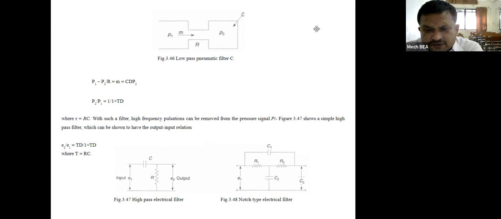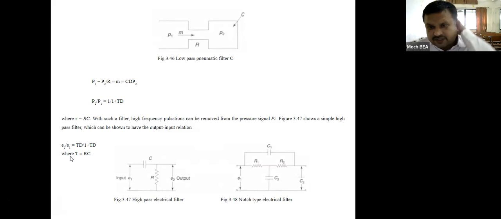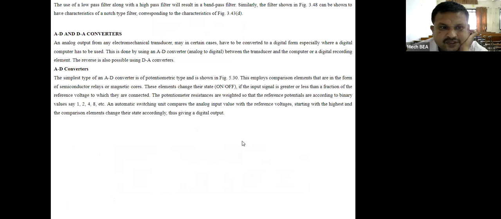Figure 3.47 shows a simple high pass filter which can be shown to have the output signal E2 upon E1 equal to tau D divided by 1 plus tau D, where tau is equal to RC. The use of a low pass filter along with a high pass filter will result in a band pass filter. Similarly, the filter shown in figure 3.48 can be shown to have the characteristics of a notch type filter.